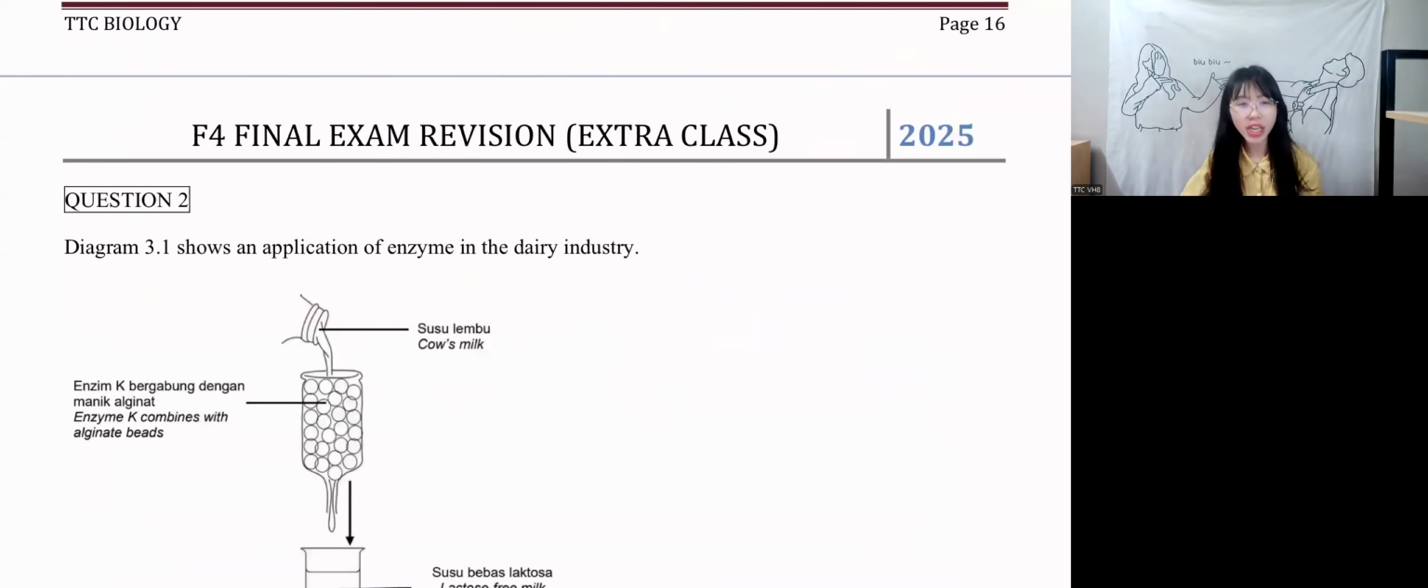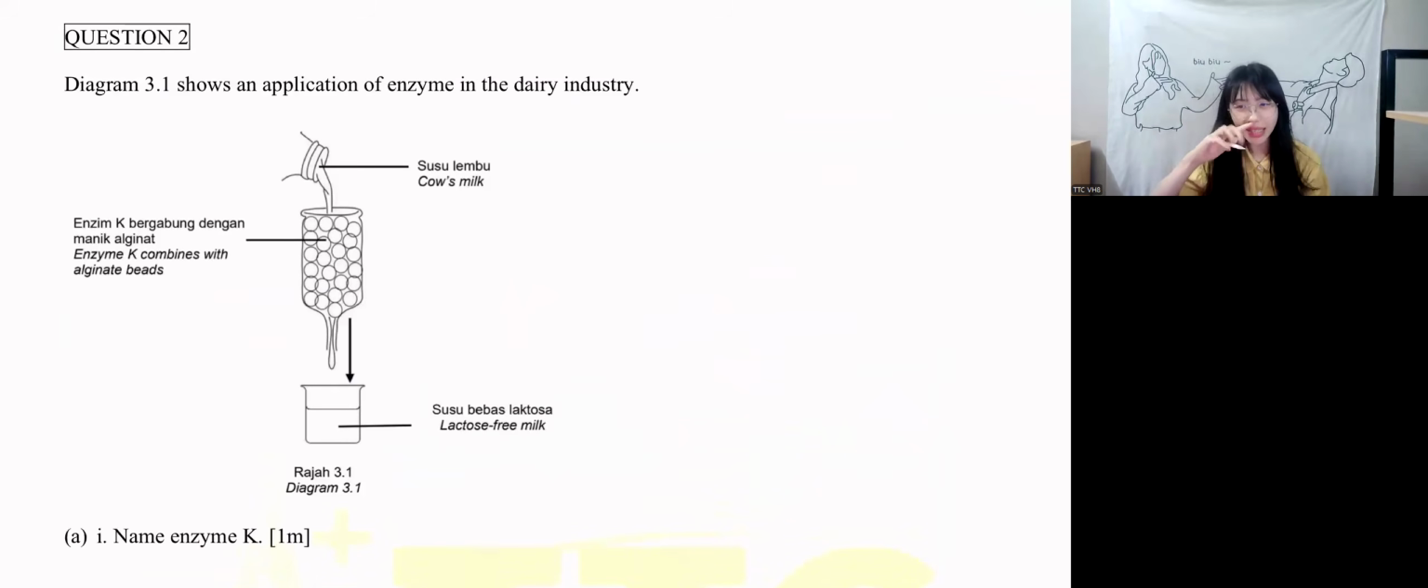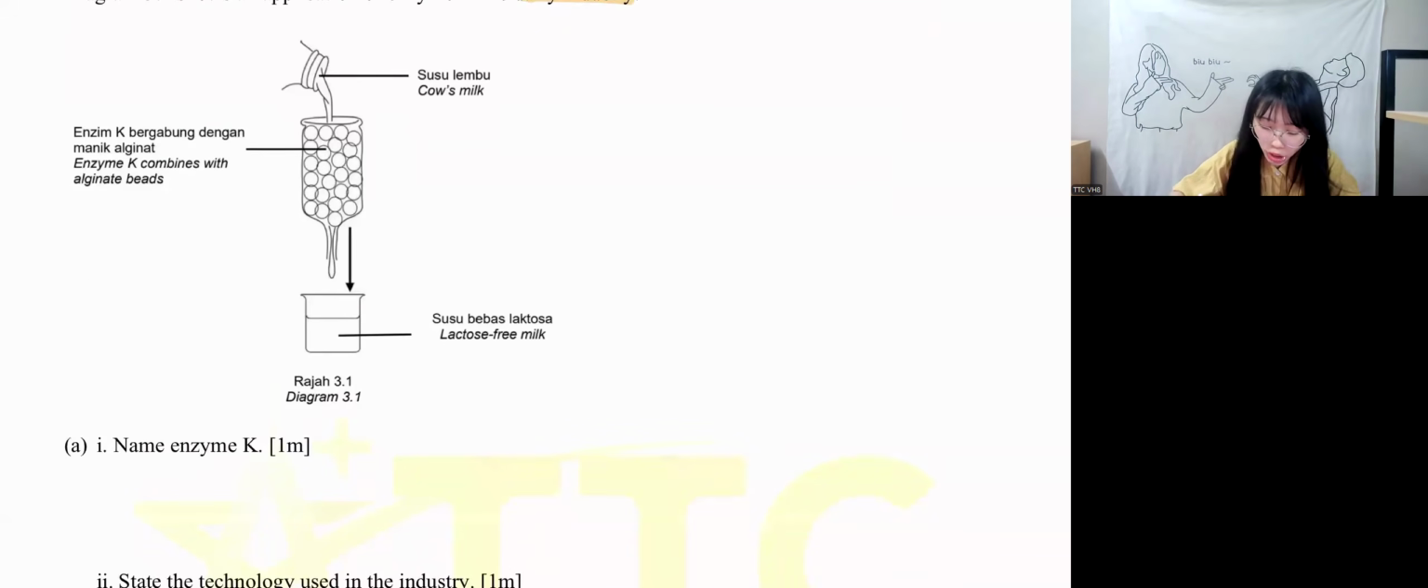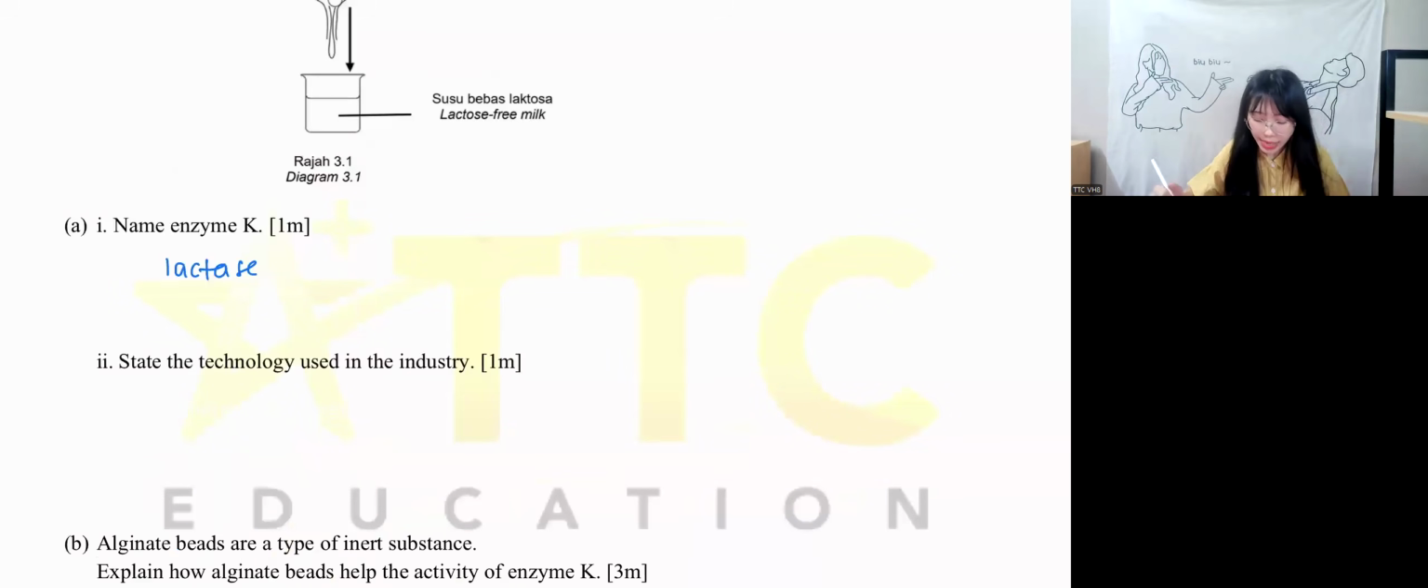3.1 shows the application of enzyme in dairy industry. So they ask you enzyme K. Oh, denature 叫变形，改变它的形状, changes the shape, correct? So name enzyme K. What is enzyme K? This is in the dairy product. Dairy product means this one has to be lactase enzyme. Very good, because you want to produce a lactose-free milk. This is a lactase enzyme. State the technology used in this industry.